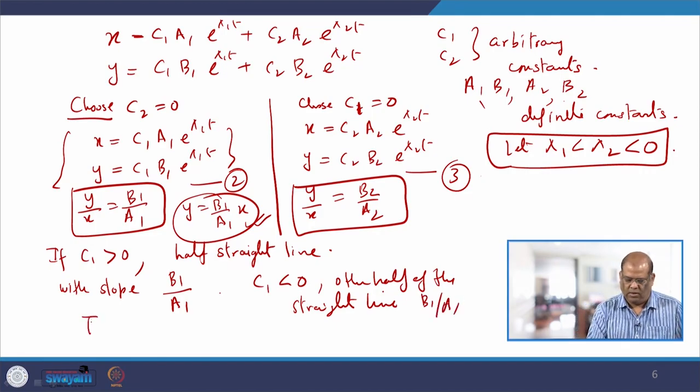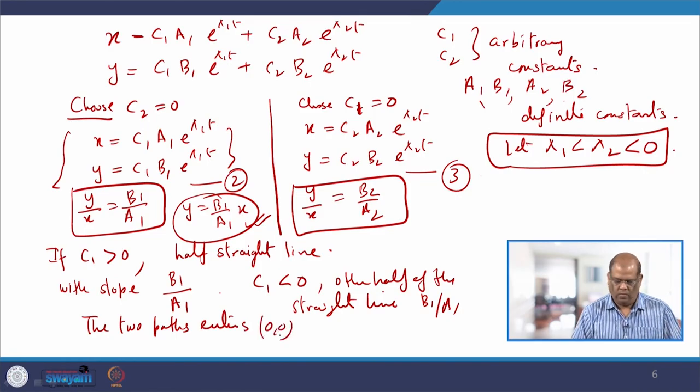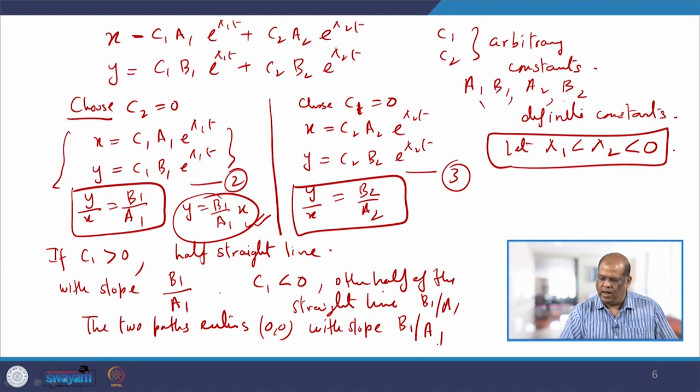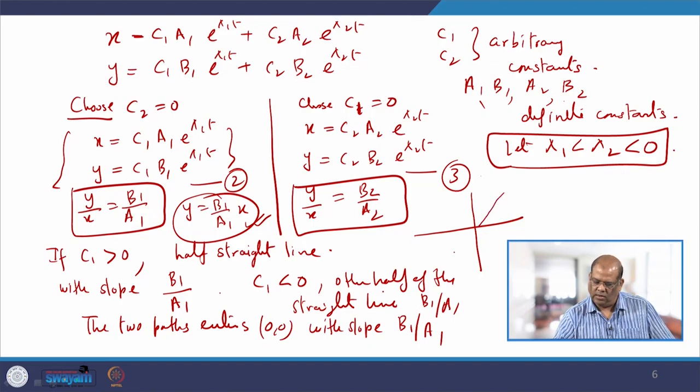So, the two paths enter (0, 0) with slope b1 by a1. So what you are actually getting is that one half of the line is entering the origin like this, and the other half is entering like this. It is the same line. This is for say C1 greater than 0, and this is for say C1 less than 0.